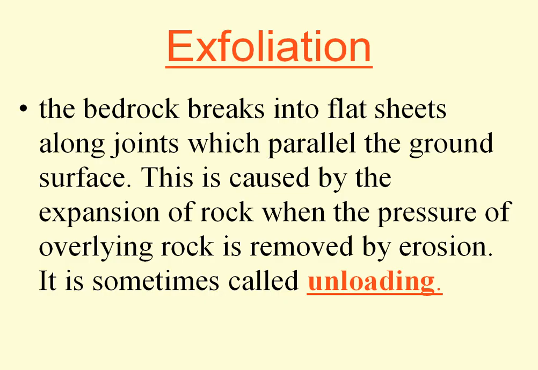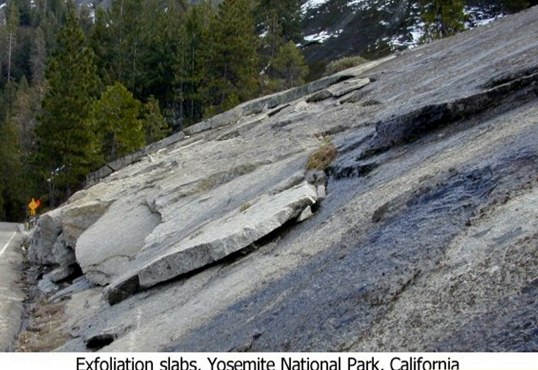What is exfoliation? Well, when the bedrock breaks along flat sheets, along joints which parallel the ground surface, this is caused by the expansion of rocks when the pressure of overlying rocks is removed by erosion. And this is sometimes called unloading. So if you can imagine, this rock right here is an exfoliation slab from Yosemite National Park, California. This rock may have formed miles below the surface of the earth.